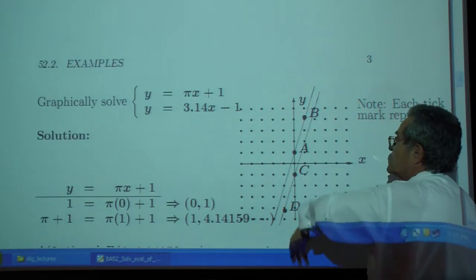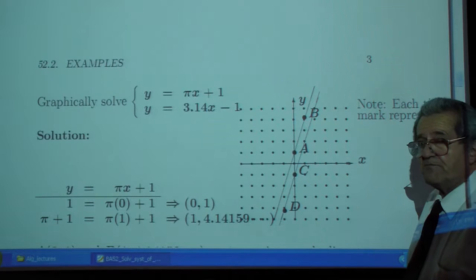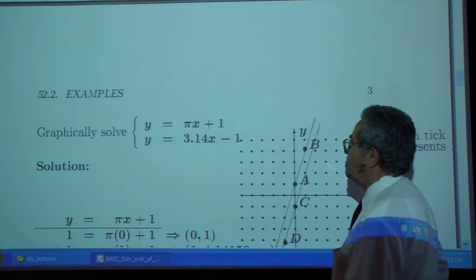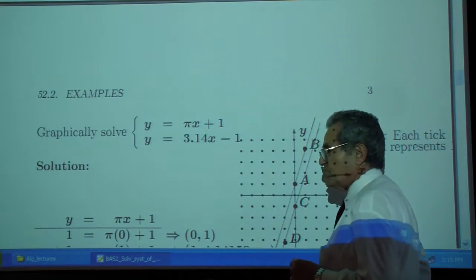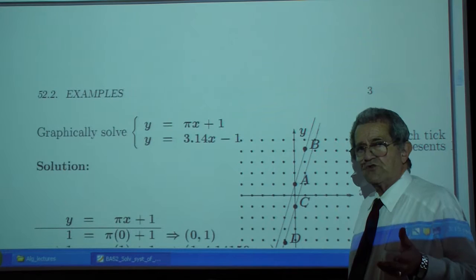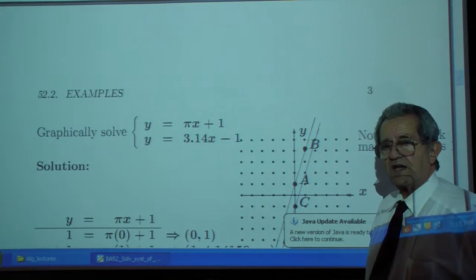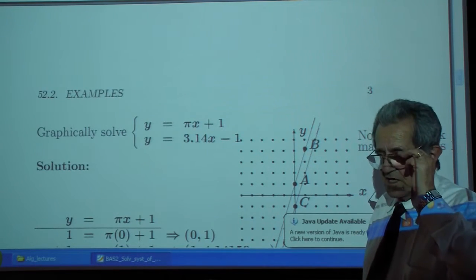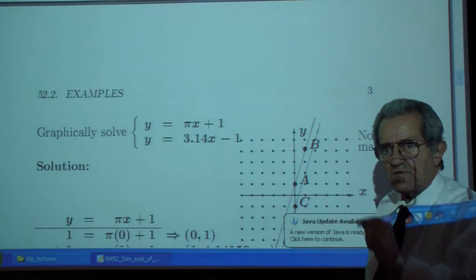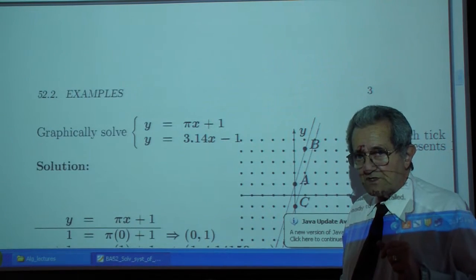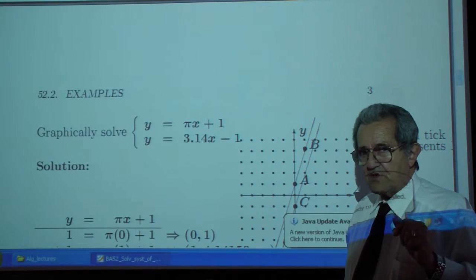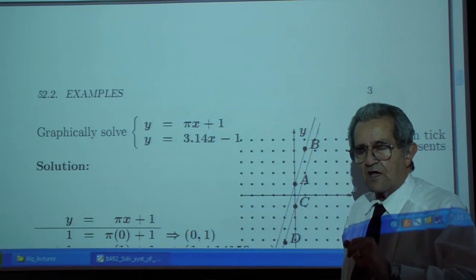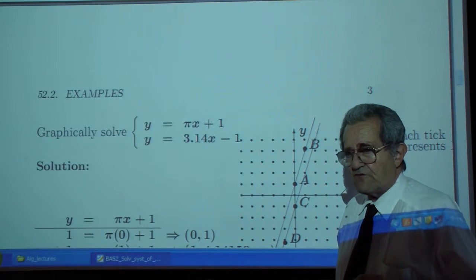You graph them, they certainly look like they're parallel. Are they parallel? No, they are not, because one slope is pi and one slope is 3.14. Now when they teach you to use 3.14 in place of pi, that's an approximation. But pi is really an irrational number. There are infinitely many decimals. There's no pattern that repeats itself. So pi is in reality 3.14159 and so on, which is not the same as exactly 3.14.